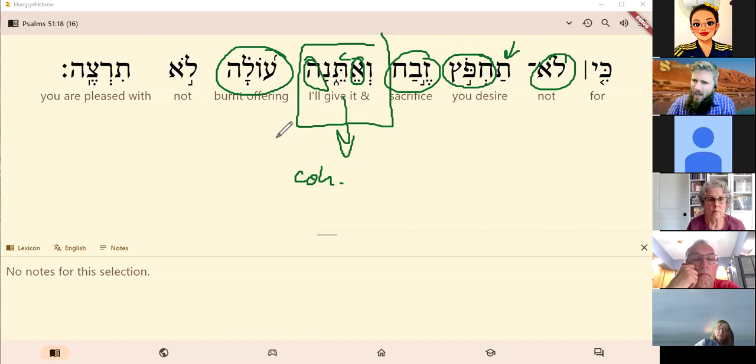Offering. Well, yeah, but of course, why is it... What's up? Sacrifice. Okay, there you go. So that's what I was kind of getting at.